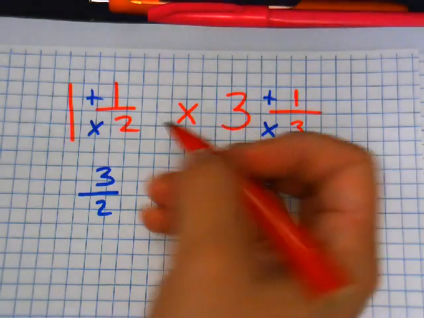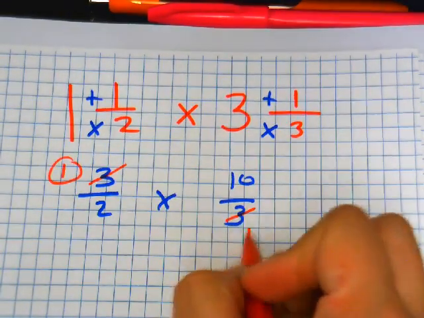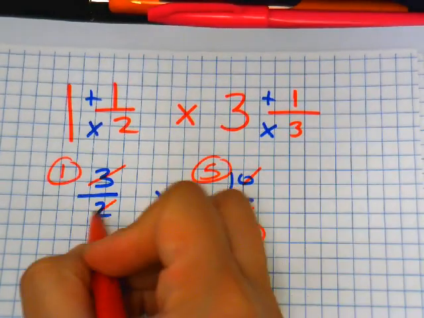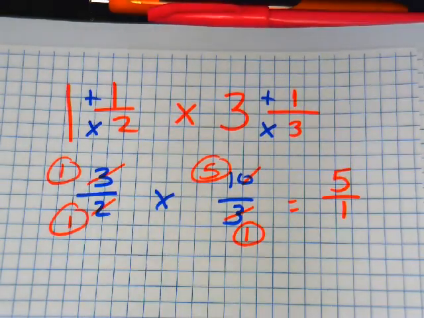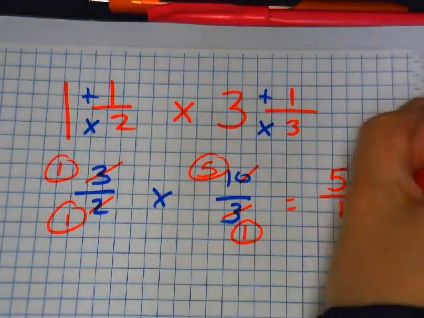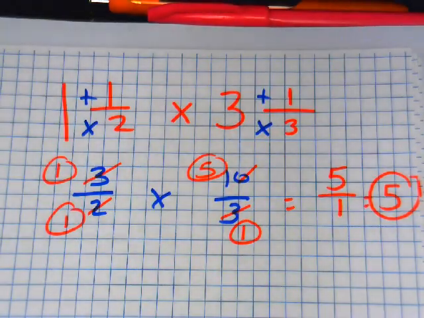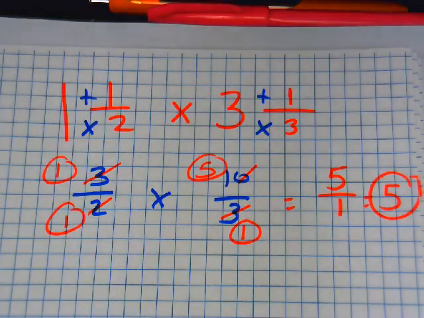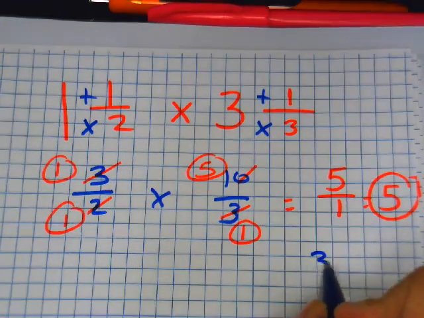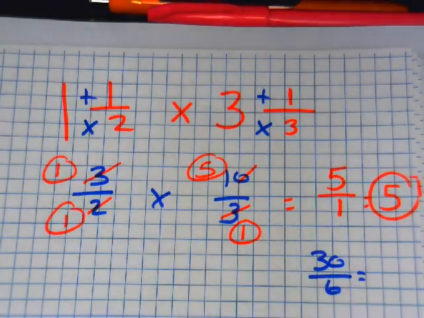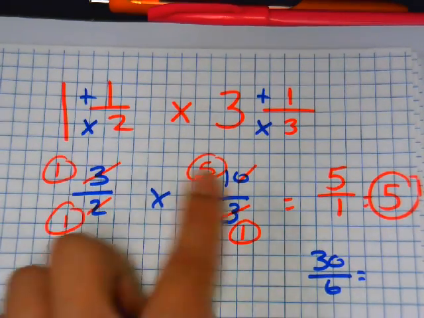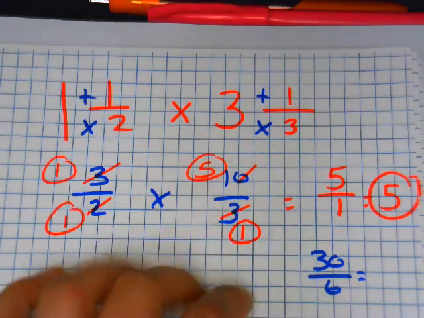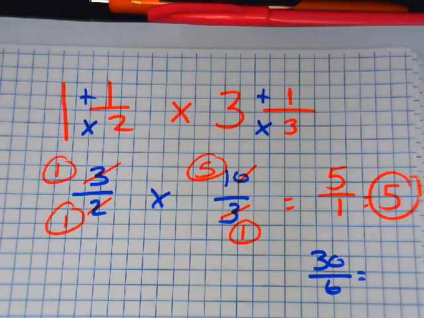Wait, would it just be 5? So this turns into a 1, a 1, a 5, and a 1. So 5 over 1, which is equal to 5. Now, if you don't simplify, you would get 30 over 6, and then 30 over 6 is also equal to 5. But again, you're dealing with bigger numbers, so hopefully you like simplifying the corners before that. It makes your math faster, actually.